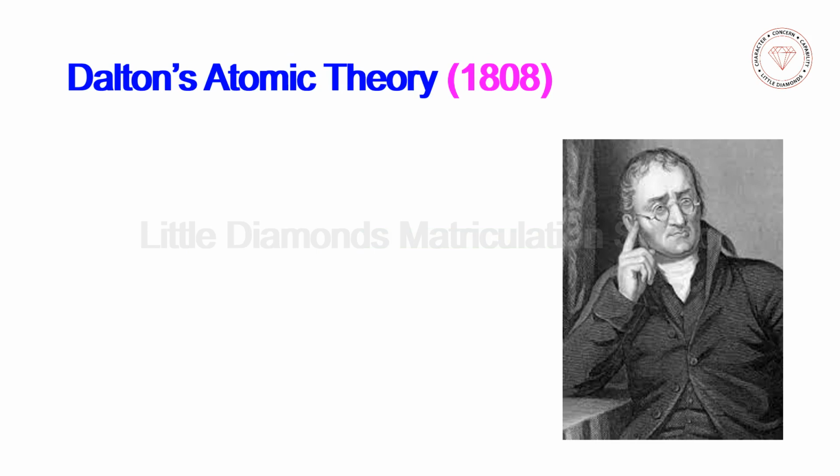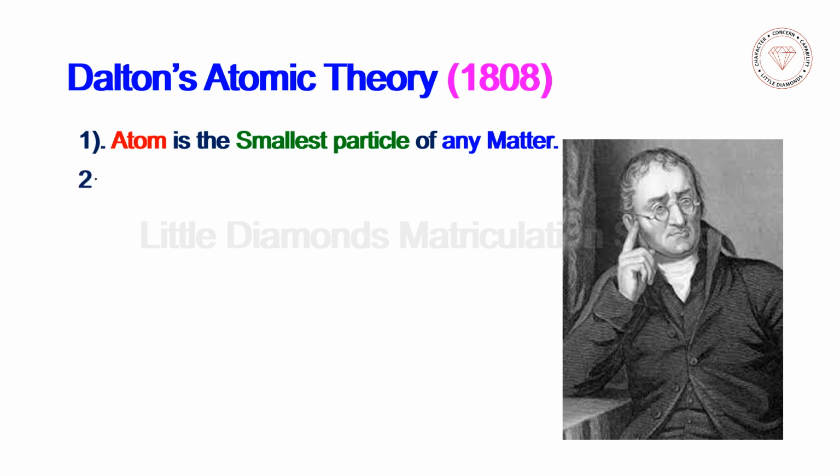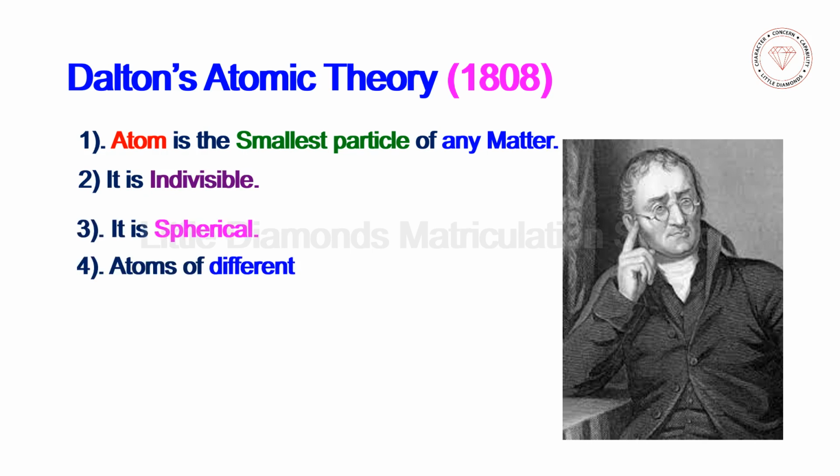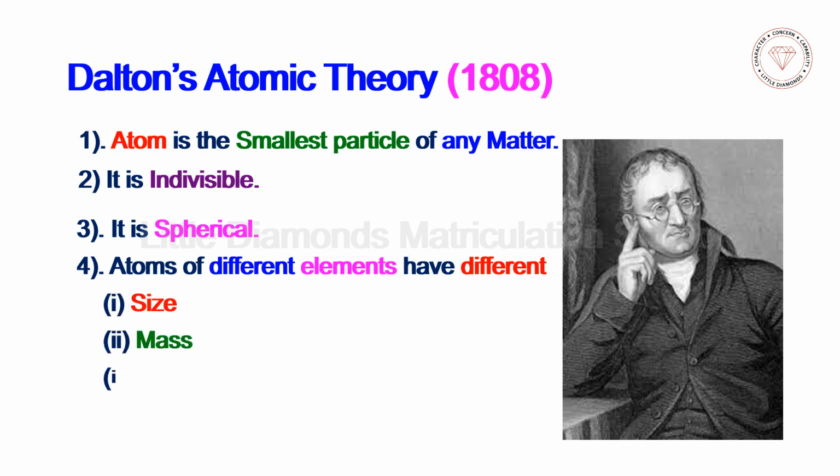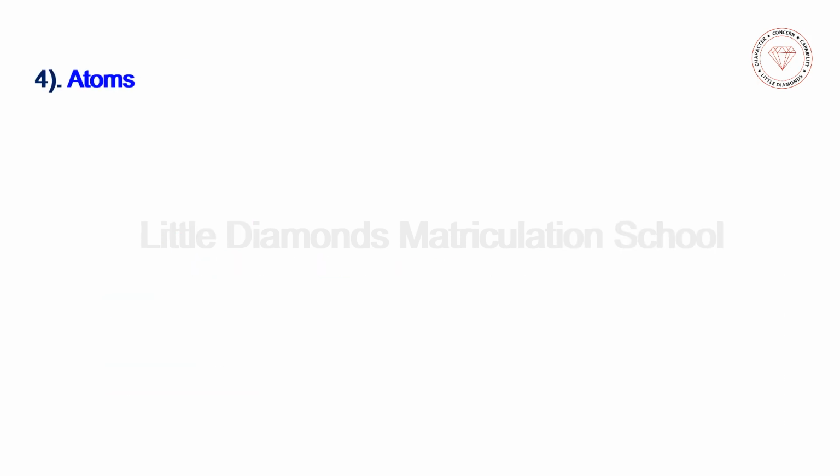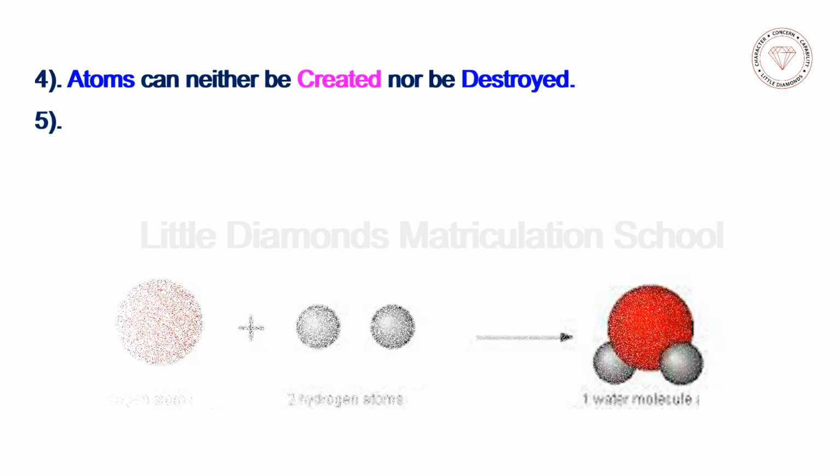Dalton's atomic theory. In his theory, Dalton proposed that an atom is the smallest particle of any matter. It cannot be divided, that is, it is indivisible. It is spherical in shape. Atoms of different elements have different size, mass, and properties. Atoms can neither be created nor be destroyed.